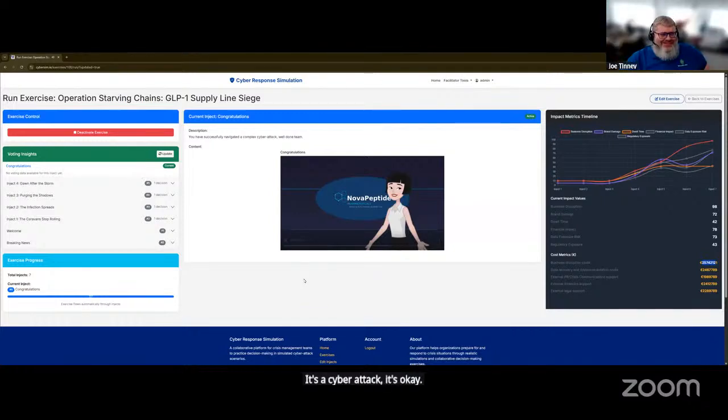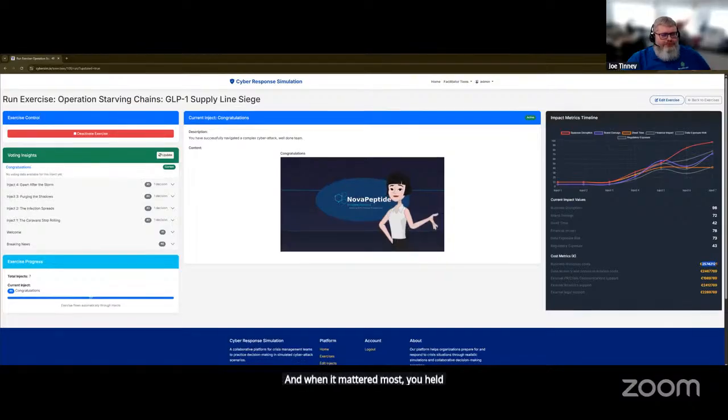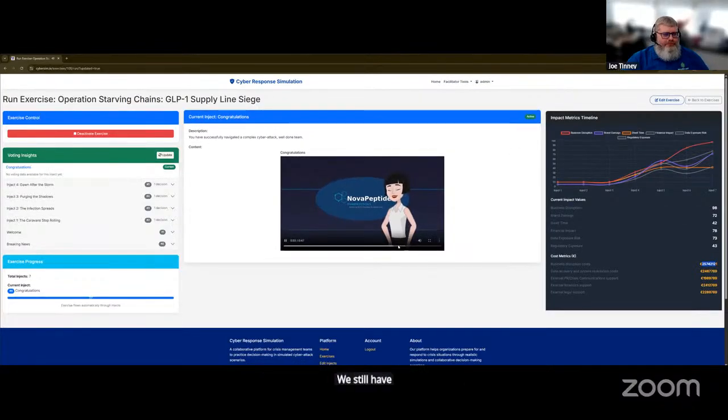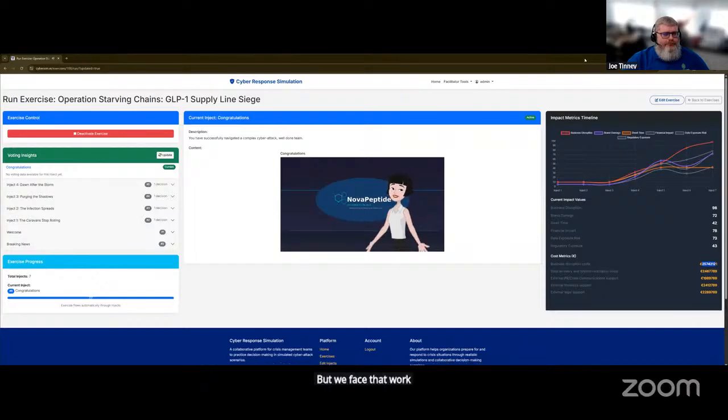It's okay. It didn't happen by accident. It happened because of the people in this room. You made impossible decisions with incomplete information. You balanced patient safety against operational reality. And when it mattered most, you held the line. We still have work ahead. Regulatory filings, patient outreach, rebuilding trust with our partners. But we face that work as a stronger team than we were on Monday. Thank you, all of you.